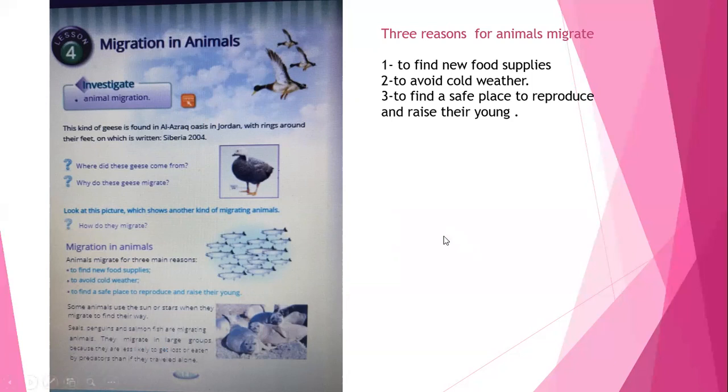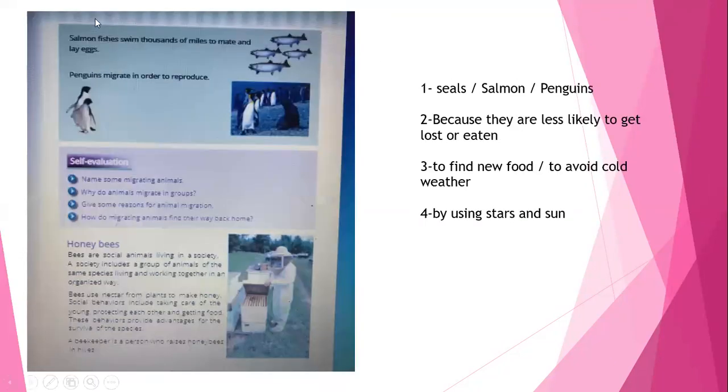Now, teacher, let's move to the second page. Look here, this is the salmon fish. Salmon fish swim thousands of miles to mate and lay eggs. To mate, to get married, so they can reproduce, and lay eggs. Penguins migrate in order to reproduce.